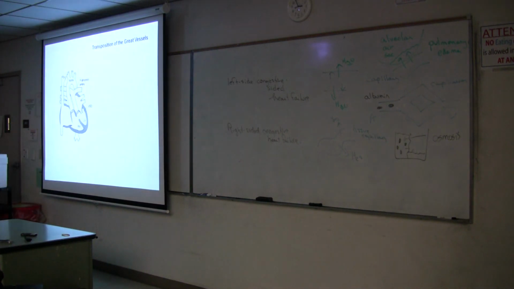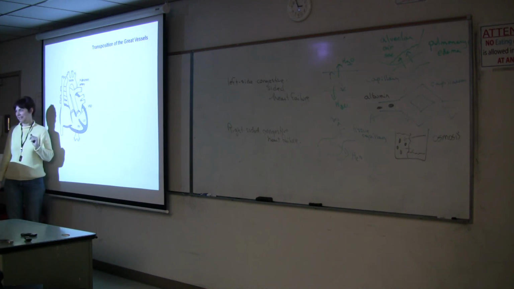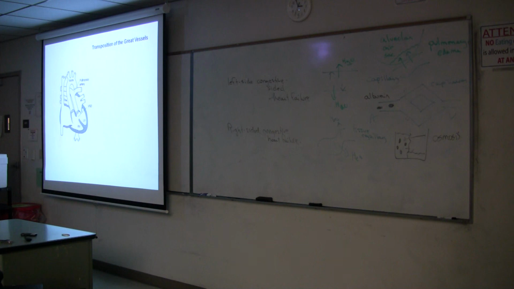And then the last one is transposition of the great vessels. Here we actually, instead of having an overriding aorta, the entire vessels are flipped. And the aorta comes out of the right ventricle, and the pulmonary trunk comes out of the left ventricle. There's also, usually, a ventricular septal defect. And in this case, the presence of the septal defect is what keeps the person alive.